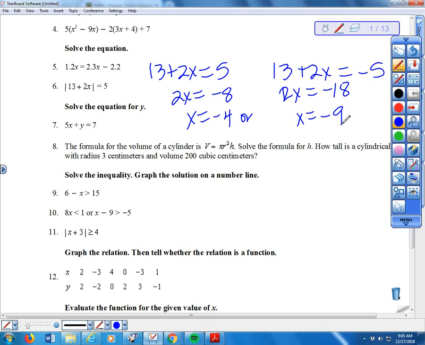I can always plug it back in and just make sure. 13 minus 8 is 5. Absolute value of 5 is 5. Or 13 minus 18 is negative 5. And the absolute value of negative 5 is 5. So both of those work.